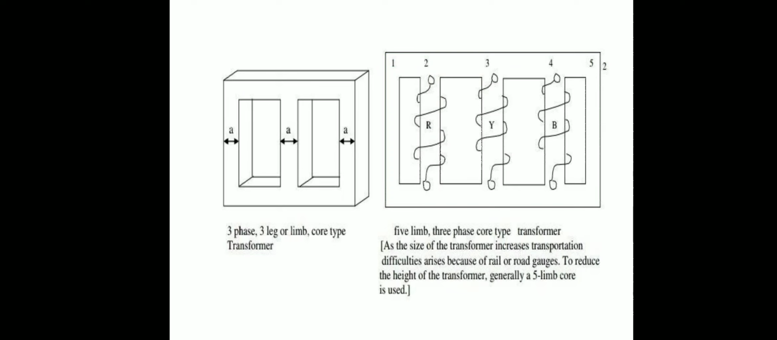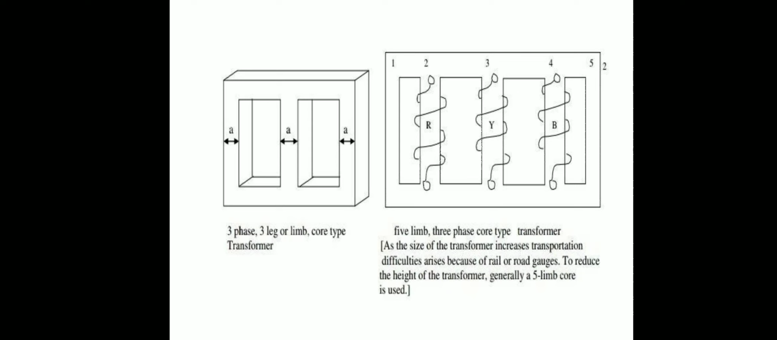The next diagram is the three phase, three leg or limb core type transformer. You can see I have given the same nomenclature, A and A, on the vertical limbs. That shows the vertical three limbs are identical and symmetrical. The second diagram is the 5-limb 3-phase core type transformer.